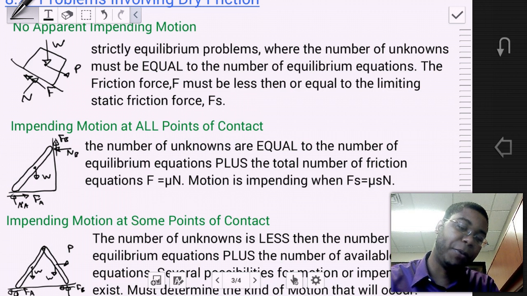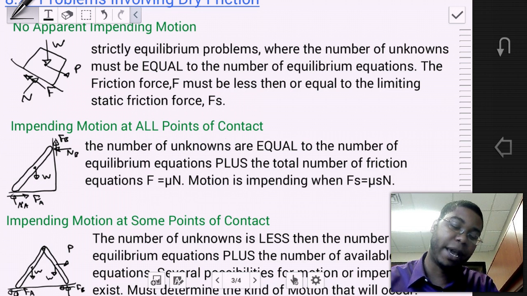In this case, we have impending motion at all points of contact. For this type of problem, the number of unknowns is equal to the number of equilibrium equations plus the total number of frictional equations, where motion is impending when the frictional force is equal to the limiting frictional force, equal to the coefficient of static friction times the normal force, right?